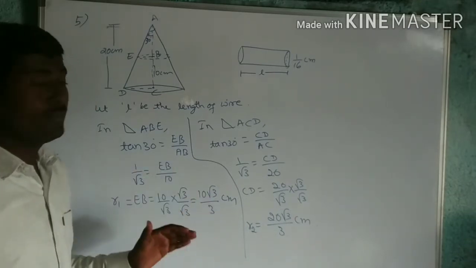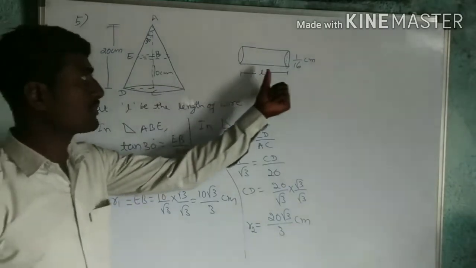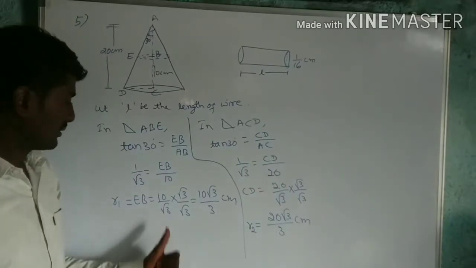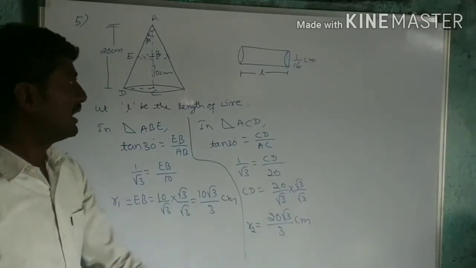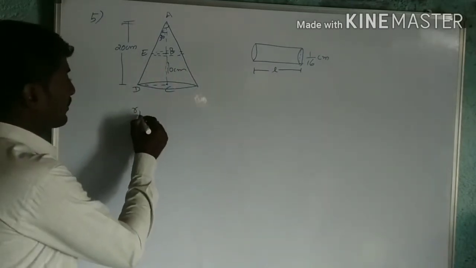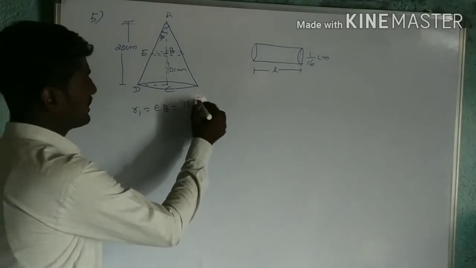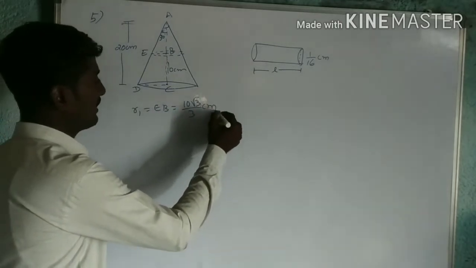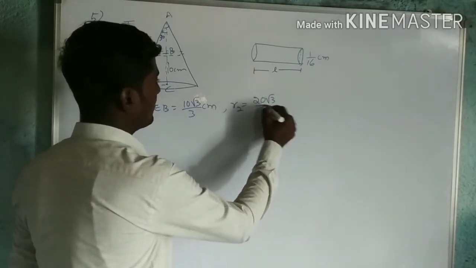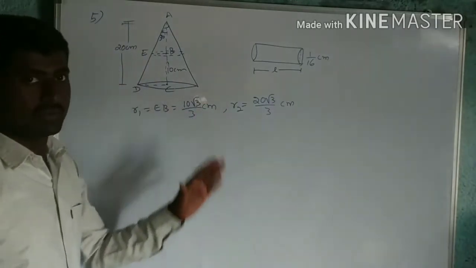Now we have to equate the volume of the frustum of cone to the volume of the wire, or the volume of the cylinder we can take. This is R1 and this is R2. Radius EB, that is R1, is 10 root 3 divided by 3 centimeters. And the other one, R2, is 20 root 3 divided by 3 centimeters. These are the two radii of the frustum of cone.